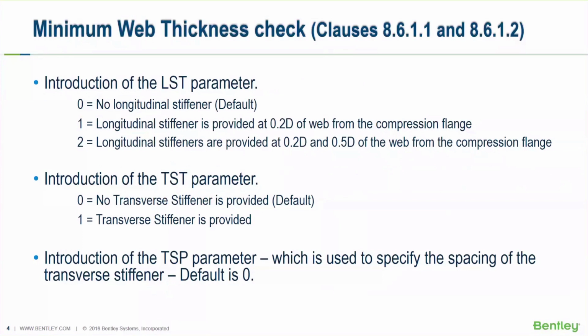For the transverse stiffeners, we have 2 parameters to define: the TST parameter and the TSP parameter. In case you want to consider the transverse stiffeners, the TST parameter says that I am providing the transverse stiffeners, and the TSP parameter defines where you are providing those stiffeners, that is, the spacing.